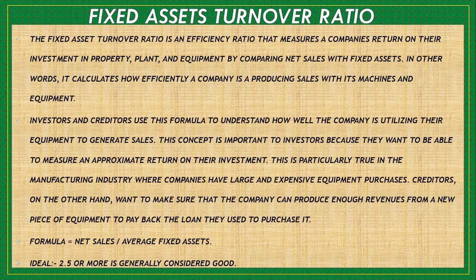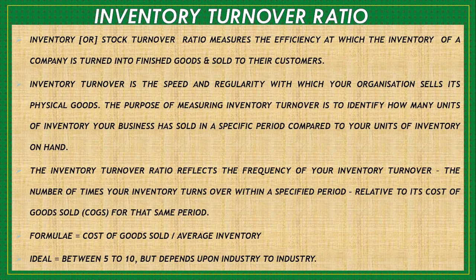Formula: net sales divided by average fixed assets. Ideal: 2.5 or more is generally considered good. Inventory turnover ratio. Inventory or stock turnover ratio measures the efficiency at which the inventory of a company is turned into finished goods and sold to its customers.